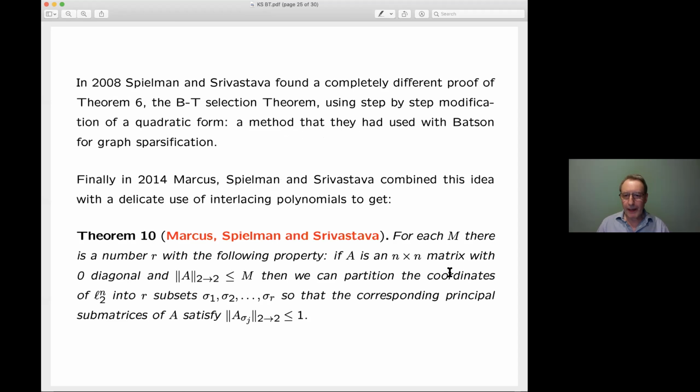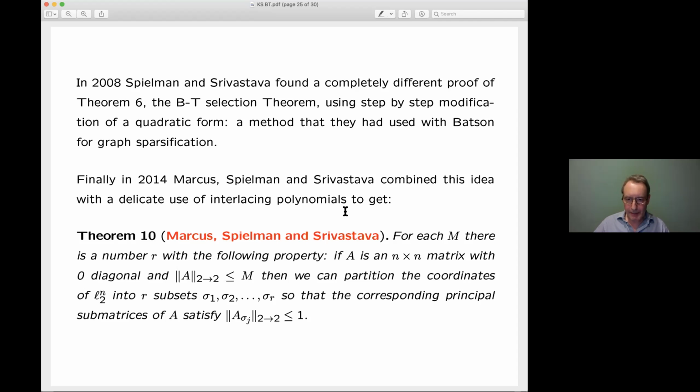Now, I should mention that Kadison-Singer has now been solved, and the process was actually quite gradual. So in 2008, Spielman and Srivastava found a completely different proof of the Bourgain and Tzafriri selection theorem, the restricted invertibility, using a step-by-step modification of a quadratic form, a method they also employed with Batson earlier for graph problems, graph sparsification. And then 6 years after that, together with Marcus, they managed to solve the Kadison-Singer problem by proving this statement, combining this method with interlacing polynomials. It's a very delicate argument, and in my view, one of the most remarkable achievements in geometric functional analysis in the last 40 years. Really, it's an extraordinary piece of work.